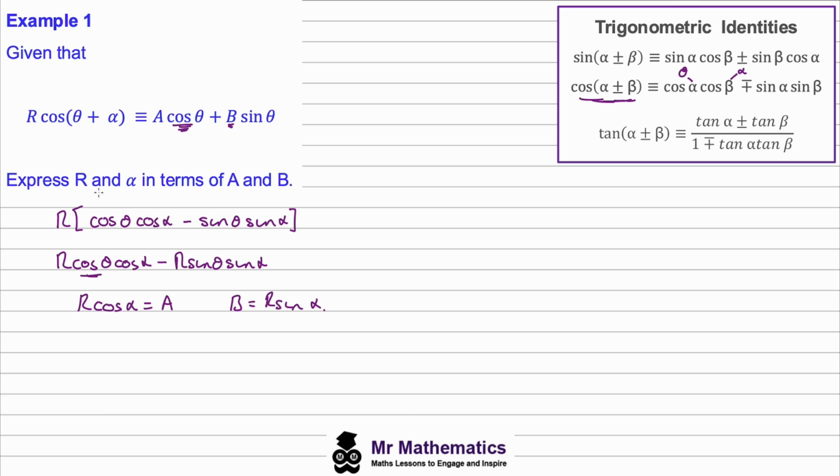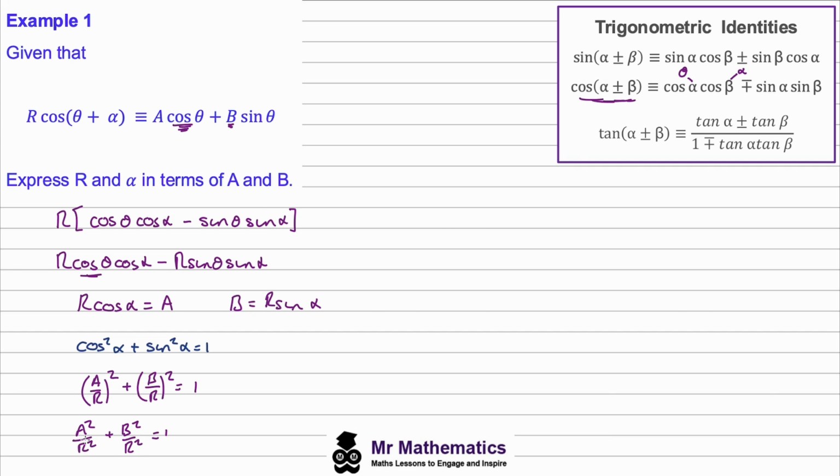Now to write r in terms of A and B, we can use the Pythagorean identity. And this is where cos squared alpha plus sine squared alpha will equal 1. So if we make cos alpha the subject, this will be A over r squared. If we make sine alpha the subject, this will be B over r squared. Together they'll add to make the 1. So now we have A squared over r squared plus B squared over r squared will equal 1.